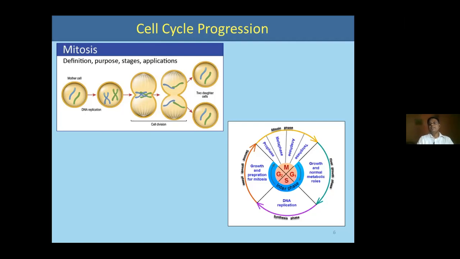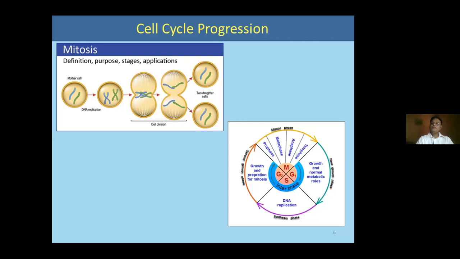But if during the double cross checking the cell finds that there is something wrong, what will happen? It will not allow this particular cell to go into the mitotic phase, and it will take it out of the cell cycle and it will get destroyed. Now, in this whole cell cycle process, there are many biomolecules involved. It is not only about the DNA, but there are certain enzymes, certain proteins, certain cell signaling biomolecules, a lot of biology. I am not going into that.